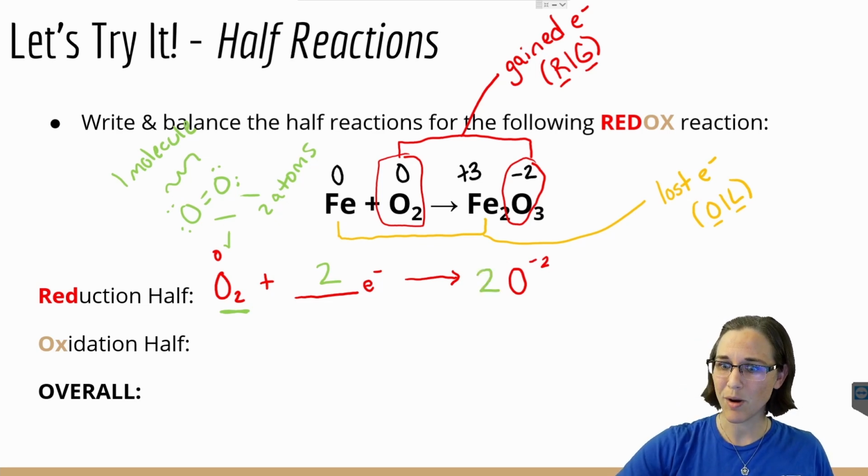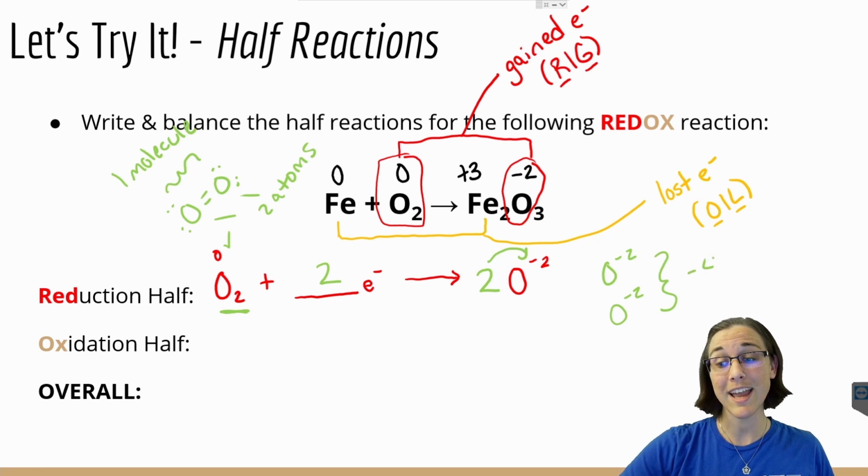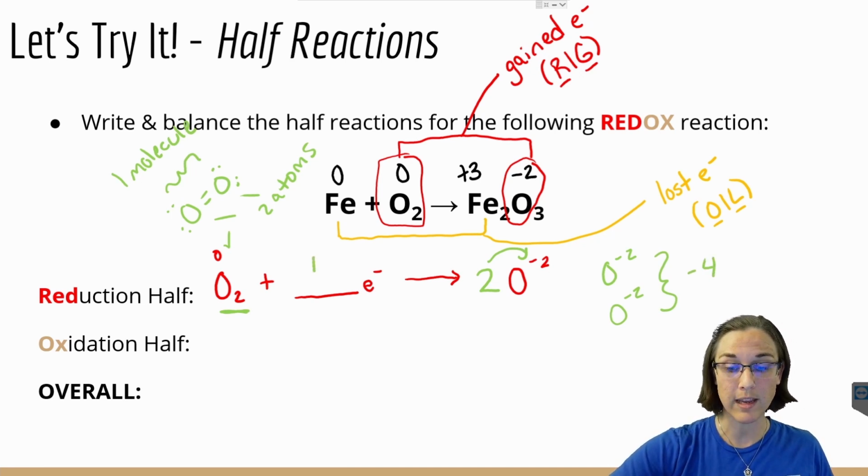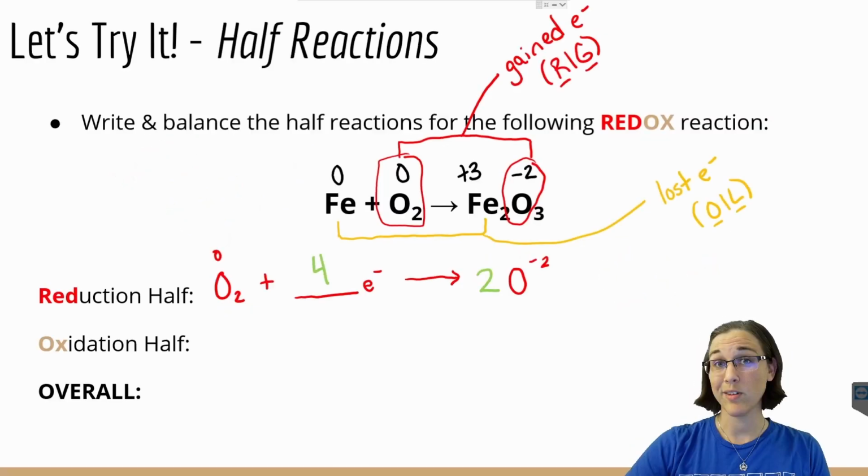So really what we have is 2 -2 oxygen atoms. That gives us a total of -4 charge. So what we actually need here is 4 electrons for this to occur. All right, so then what about the oxidation half of this reaction?